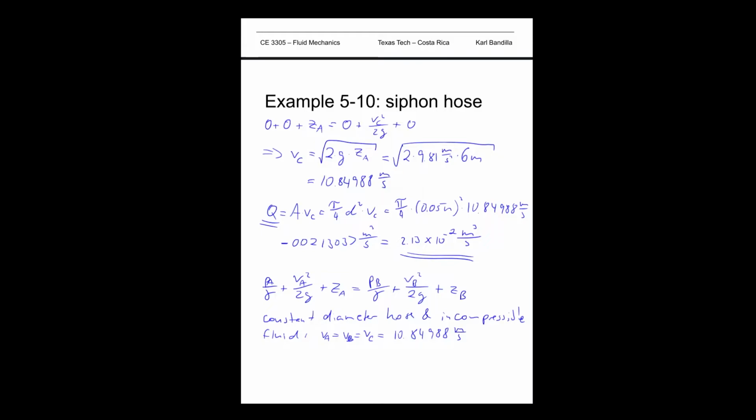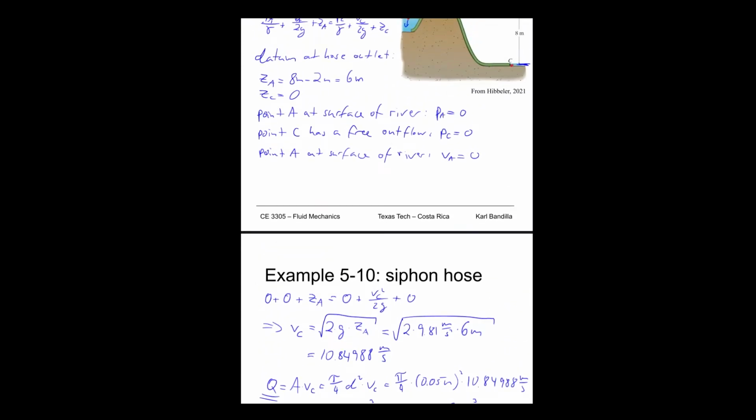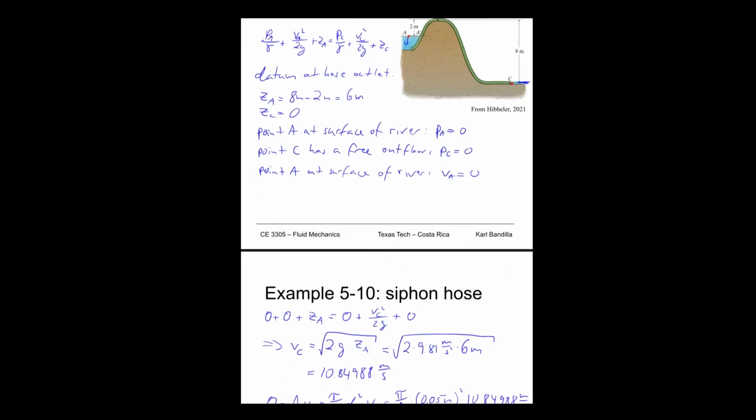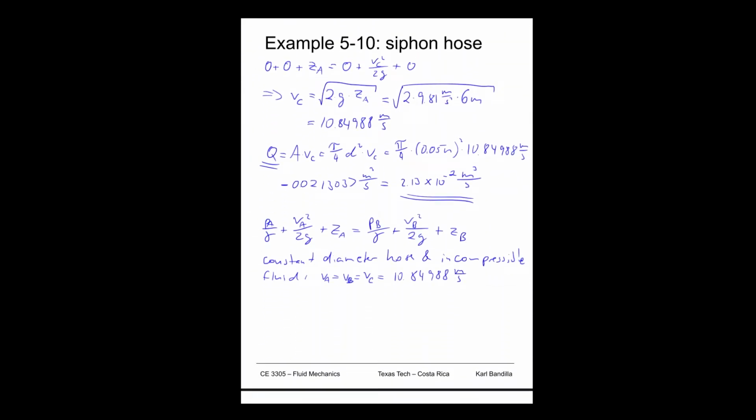All right, what else? So we have the V's. So all that's left are the Z's. ZA, we already have. We choose the same datum as before, right? ZA is going to be 6 meters. Then we can find ZB. Well, let's just note that again here.